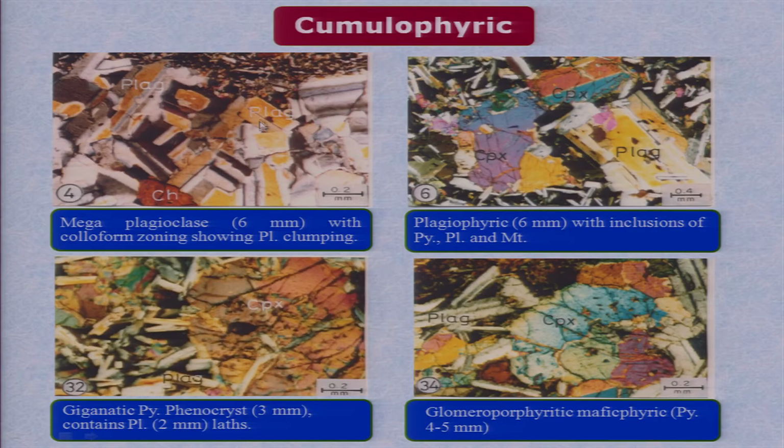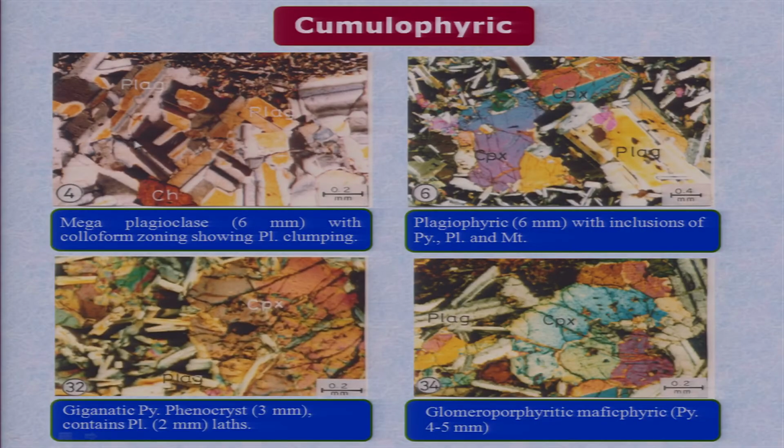Citing an example of basalt. Here is megaplagioclase; this plagioclase is larger in size, that is why I am calling it a megaplagioclase. Its length is almost 6 millimeter with coliform zoning. This shows coliform zoning, showing plagioclase clumping. Clumping means so many phenocrysts of plagioclase are clubbed together and settled at one place. So, we call it clumping of the megaplagioclase at one place.